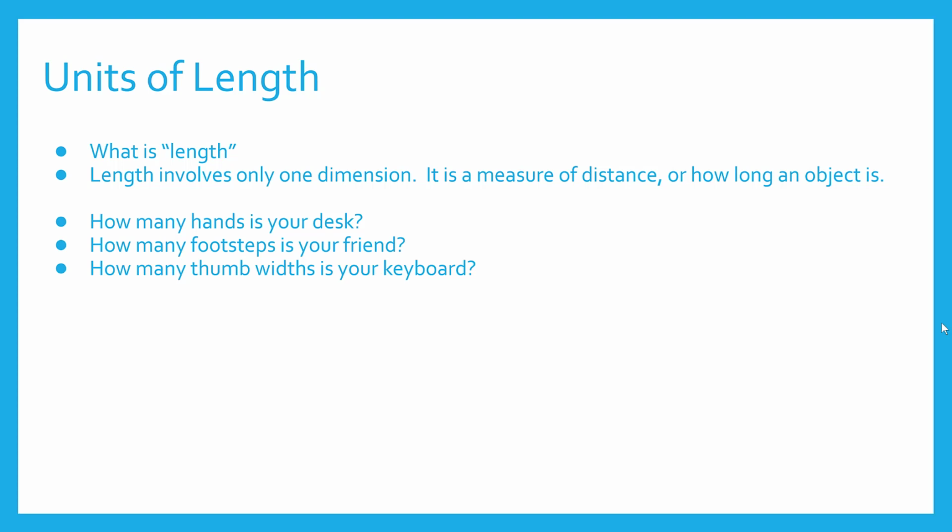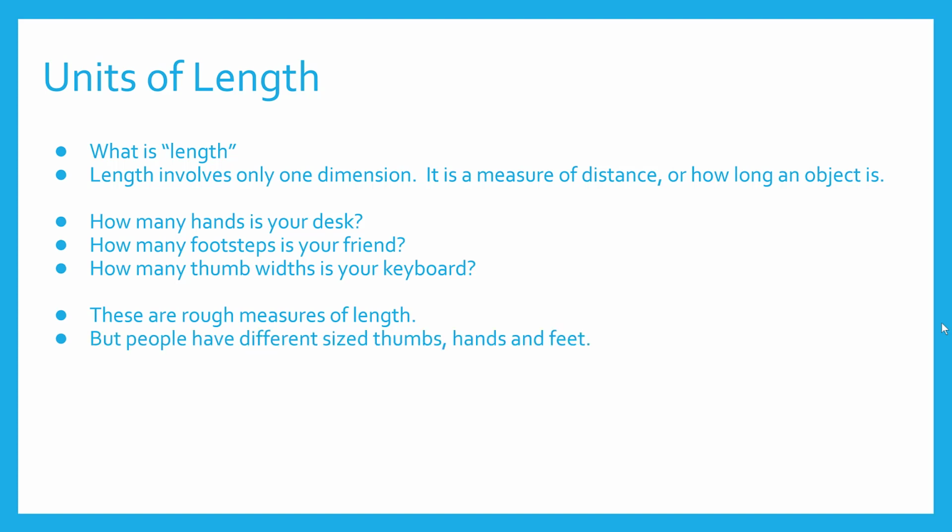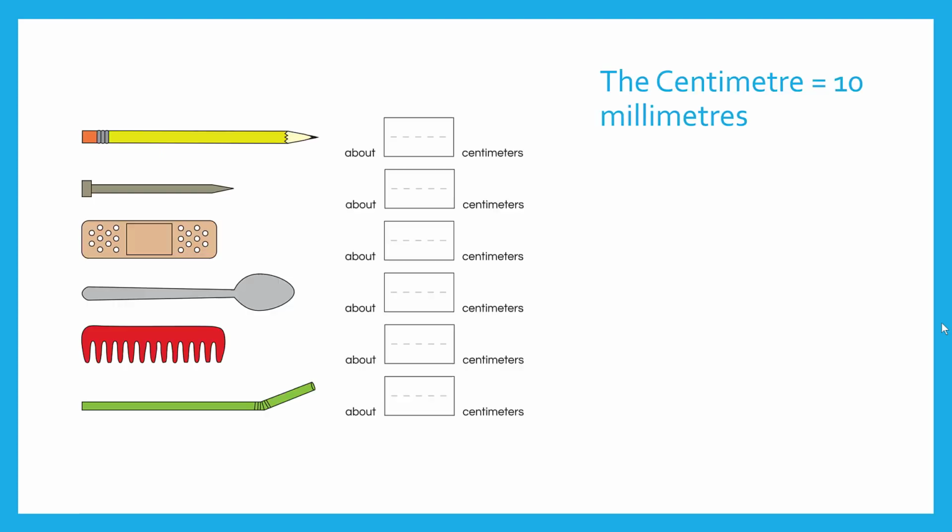And I'm sure if you do that, you'll maybe come up with a different number. And that's the one issue with using these types of units of measurement, is that everybody has different sized feet, everybody has different sized hands, everybody has different sized thumbs. So we can't use these rough measures of length. We need something that's more standardized. And that's why we have things like the centimeter, the meter, and the kilometer. So we'll begin by talking about the centimeter.